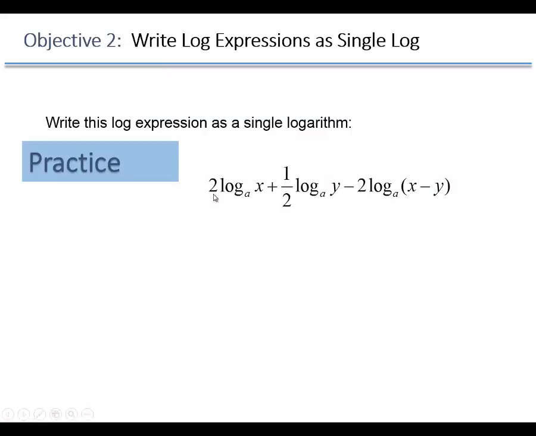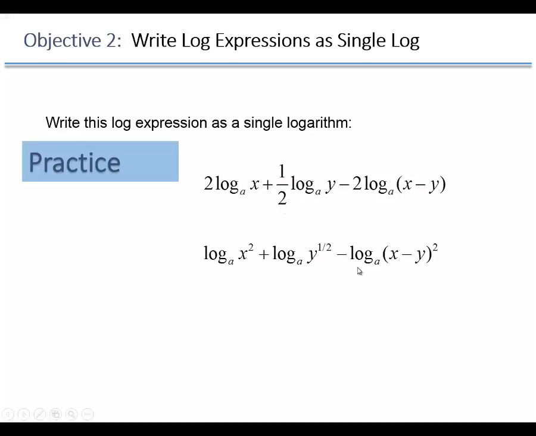The first thing we have to address are these coefficients. We can't have them there when we try and put logarithms together. So we're just going to tuck them up and turn them back into exponents. So this becomes log base a of x squared. Our second term becomes log base a of y to the 1/2 power. And our third term becomes log base a of (x minus y) squared.